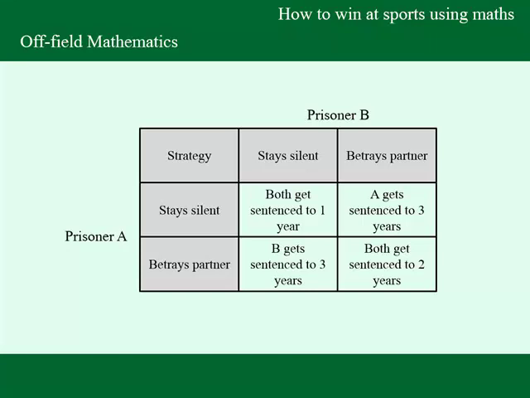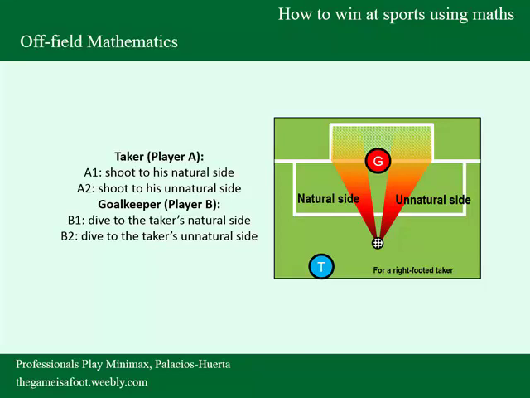Penalty shootouts are absolutely perfect for game theory because you've got two people, you've got a kicker and a saver, and they've both got to try and make a decision.